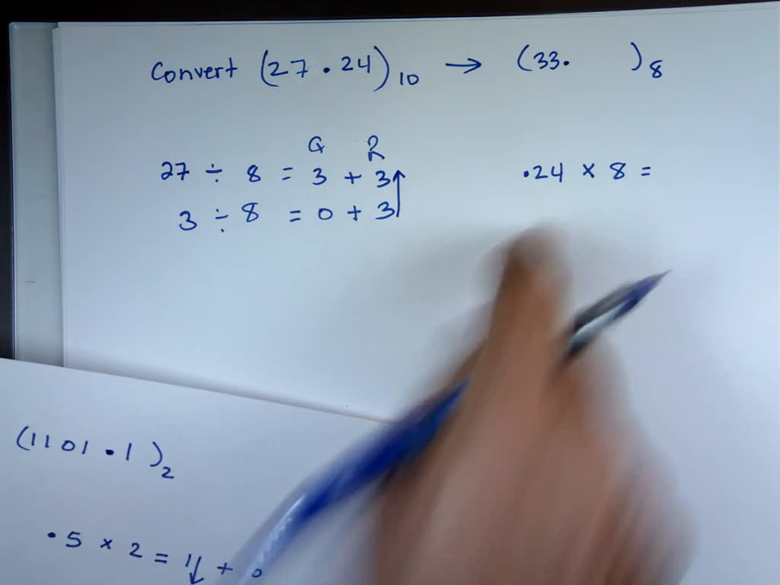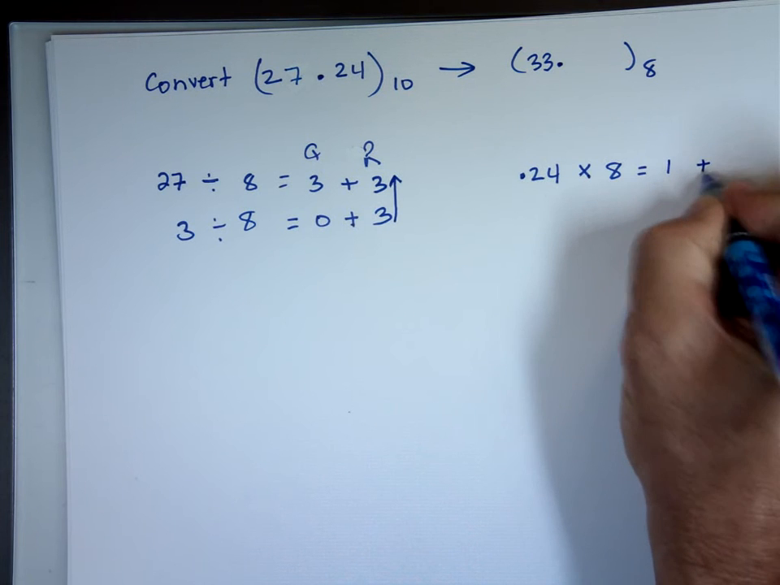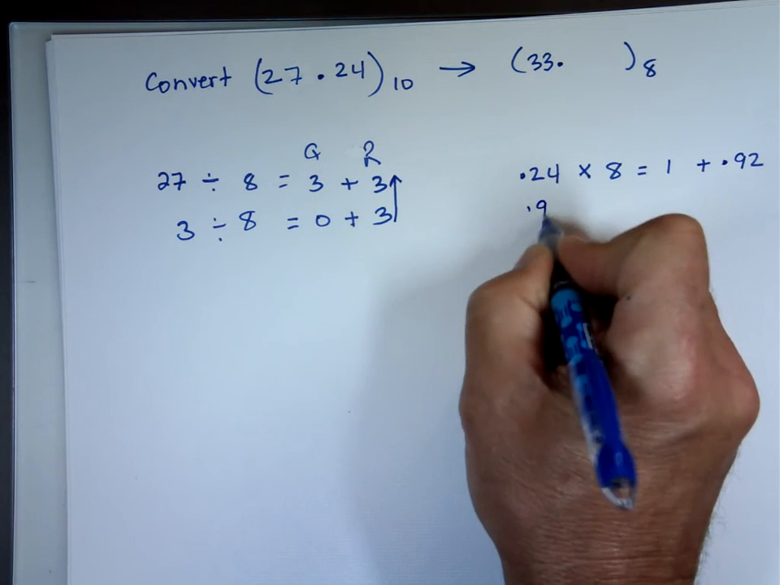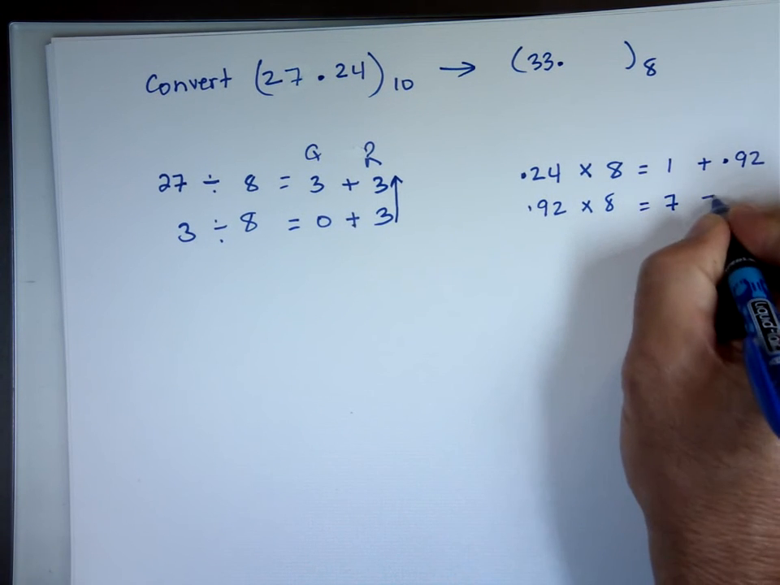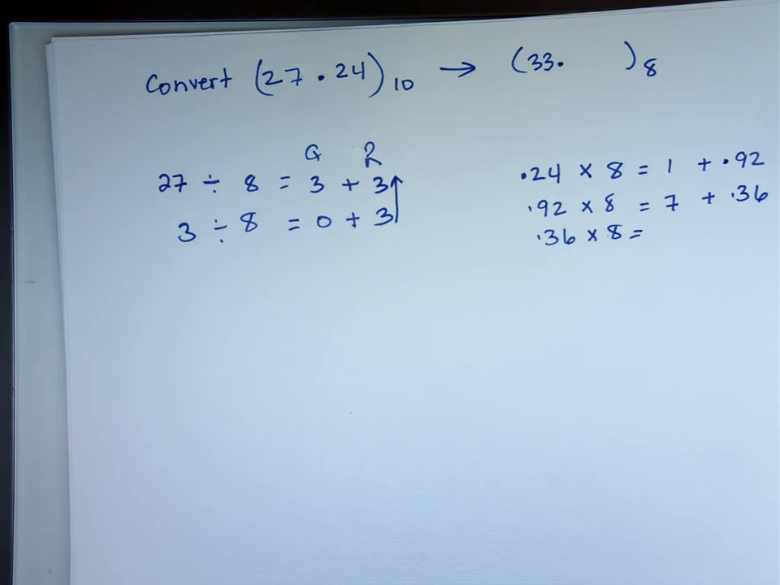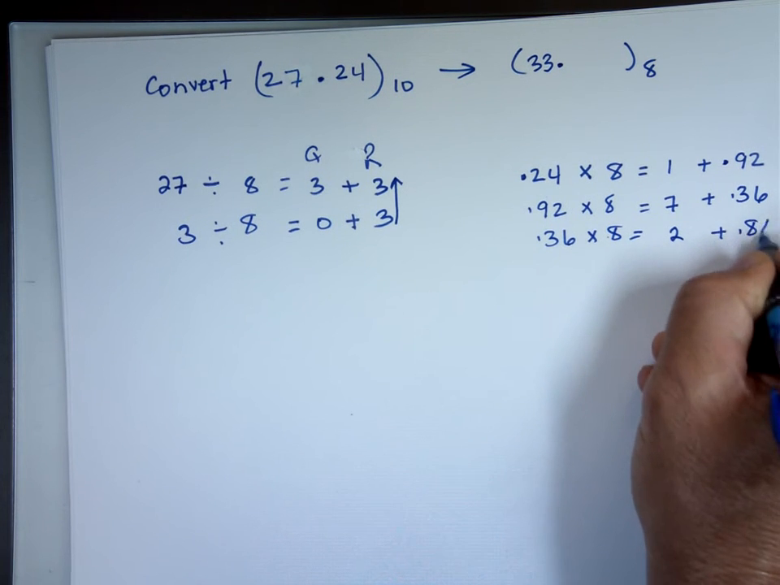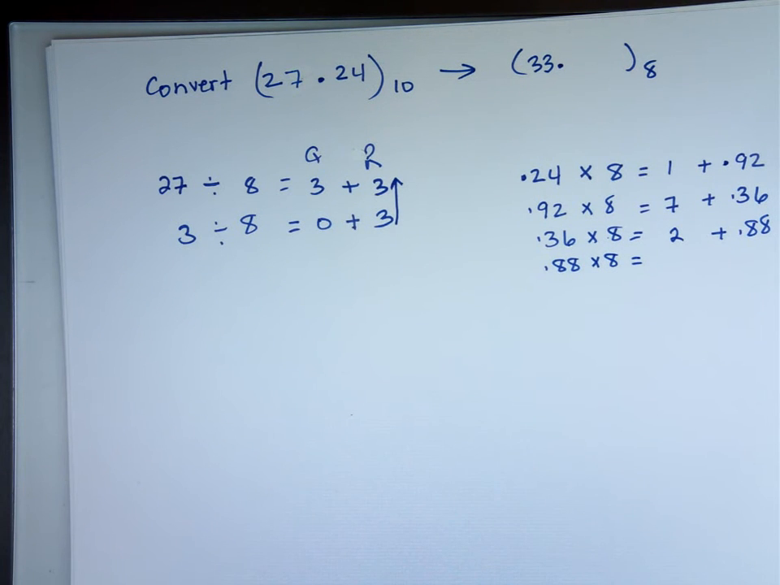Now let's look at this one. 0.24 times 8. 1 plus point what? 92. 0.92 times 8, what was it? 7.36. 7 plus 0.36. 0.36 times 8. 2.88, right? 0.88 times 8. 7.04.